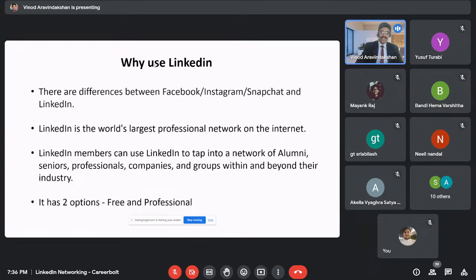There are a couple of options called free and professional. There are some options on LinkedIn. And the problem with LinkedIn is also that since anybody can use LinkedIn, there are just millions and millions of students out there on LinkedIn. And every day, every recruiter, every person working in a company gets lots and lots of messages from students, way more than they can handle.